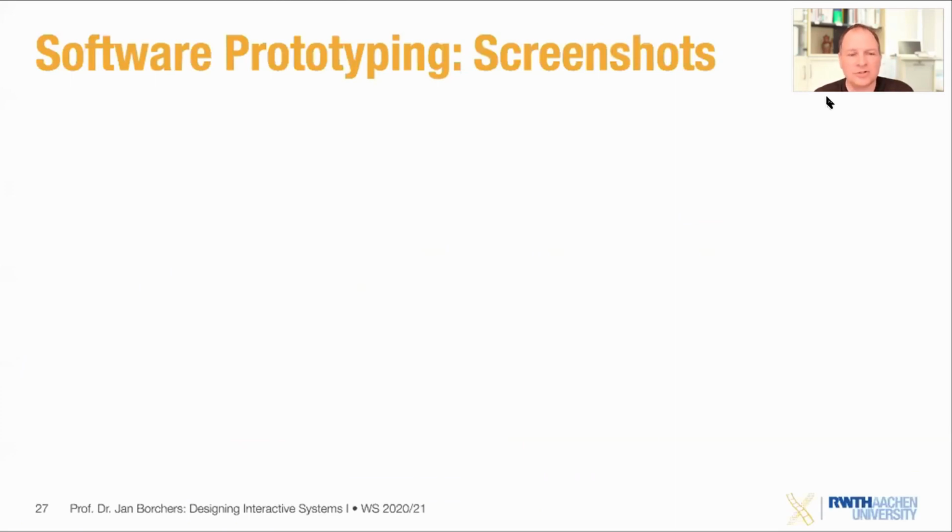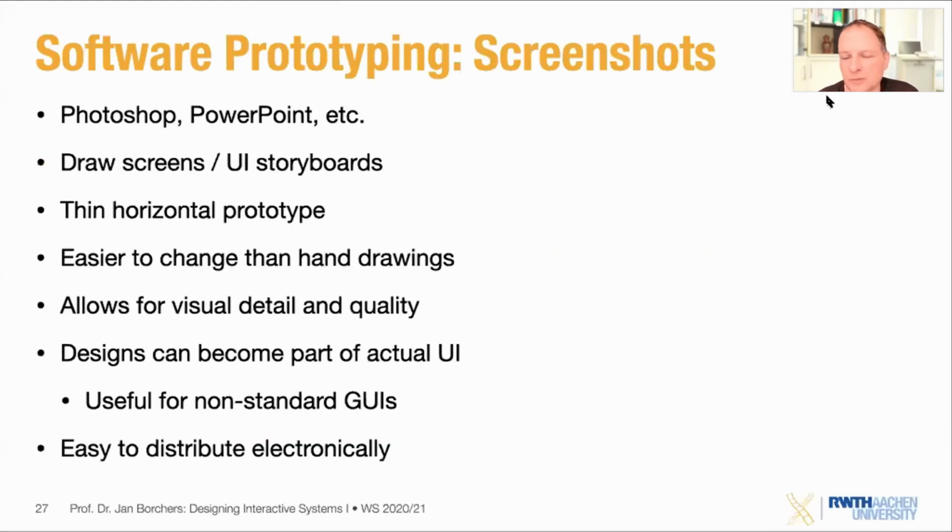So that's a software prototype that we could call a screenshot prototype, right? You can use Photoshop for this and just create a bunch of pictures. You can use PowerPoint. What you do is you draw your UI storyboard or your screens. It's a very thin horizontal prototype. We don't expect under screenshot prototypes any functionality stored anywhere. It's easier to change, right? If somebody says, oh, I want to change this aspect of the UI, you just go in and change it throughout your digital prototype. It's easier to change than hand drawings.